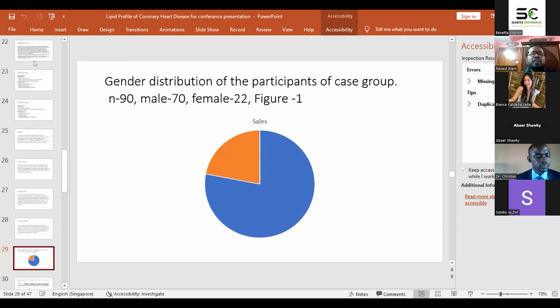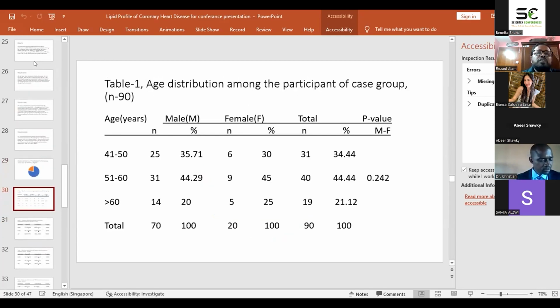Here's the pie diagram of gender distribution of the participants in this group. The total number of cases was 90. Out of them, 70 were male and 22 were female. In the table, this is the distribution among the participants of the case group. The total number of cases was 90.